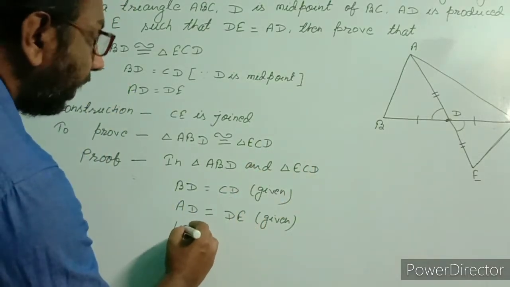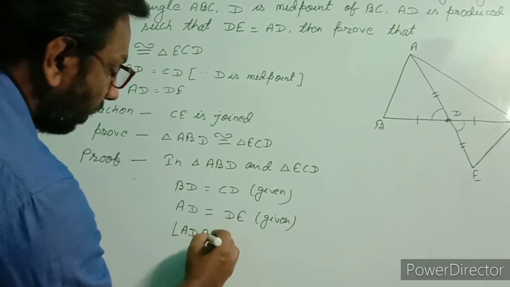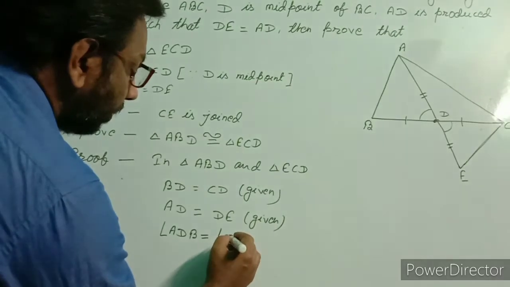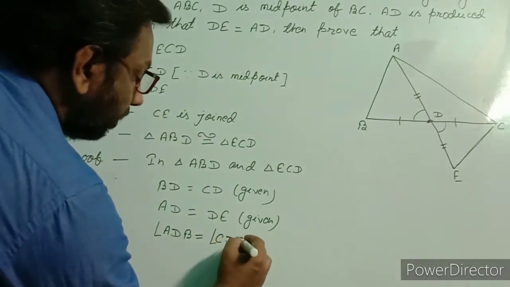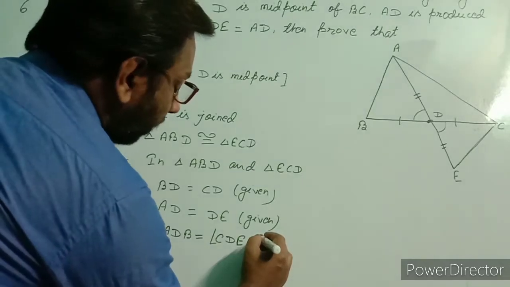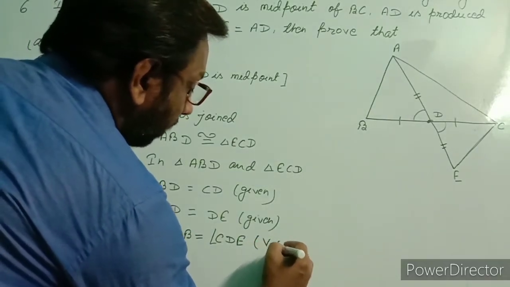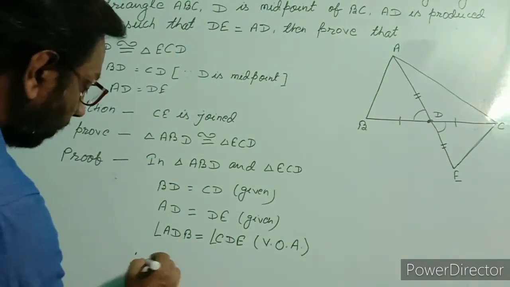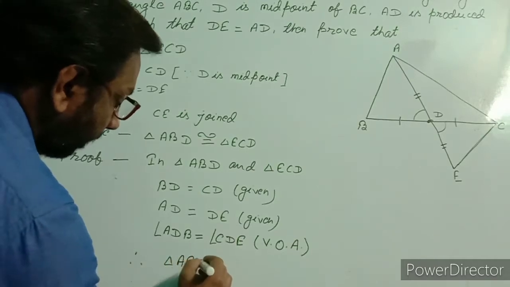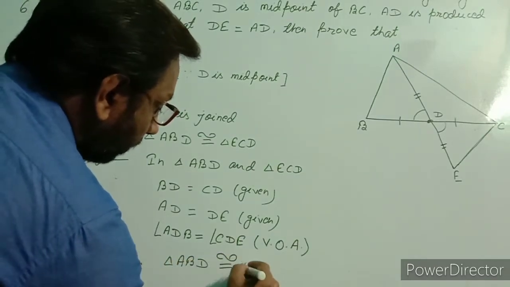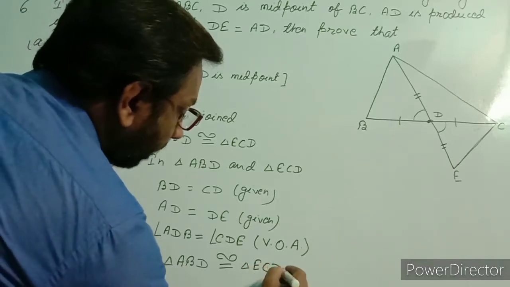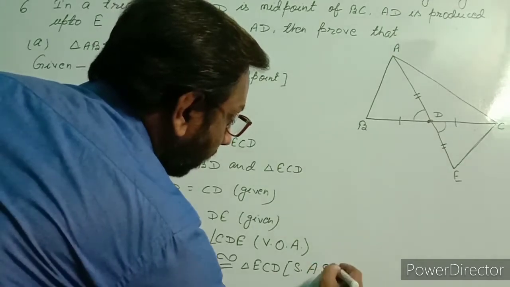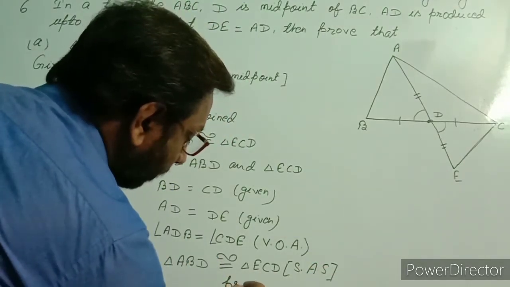So angle ADB equals angle CDE. In bracket we write vertically opposite angles. Therefore, triangle ABD is congruent to triangle ECD. Rule SAS. Proved.